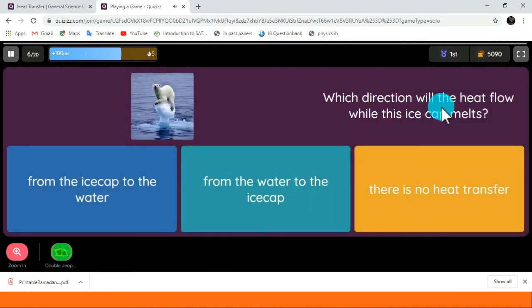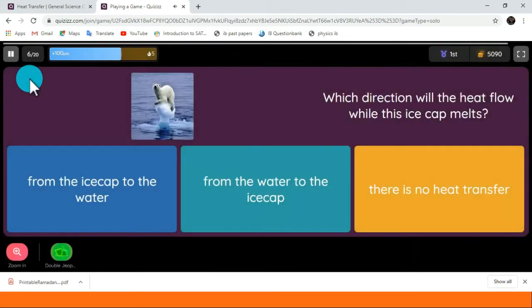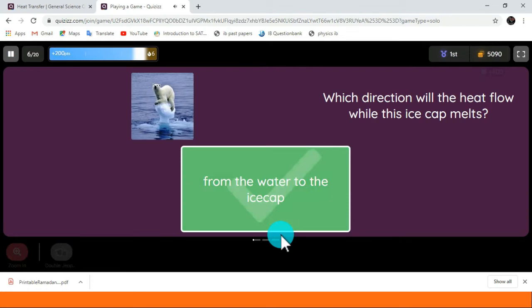Which direction will the heat flow while this ice cap melts? I have here ice cap. When it starts to melt, how the heat will transfer from where to where? What do you think? From hot to cold. So from water to the iced cap for sure.